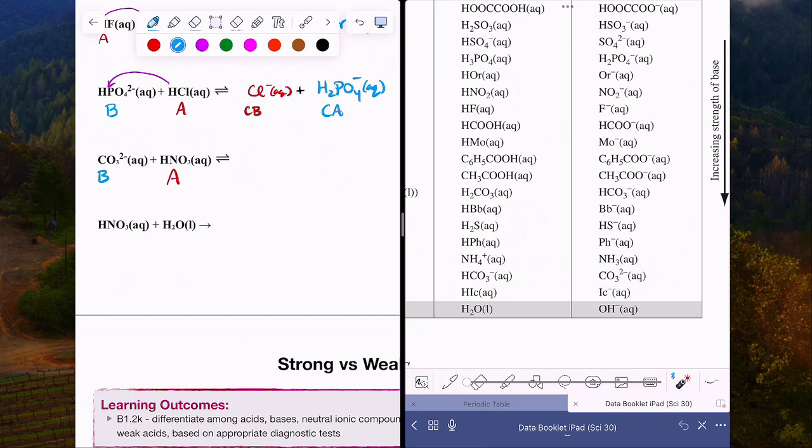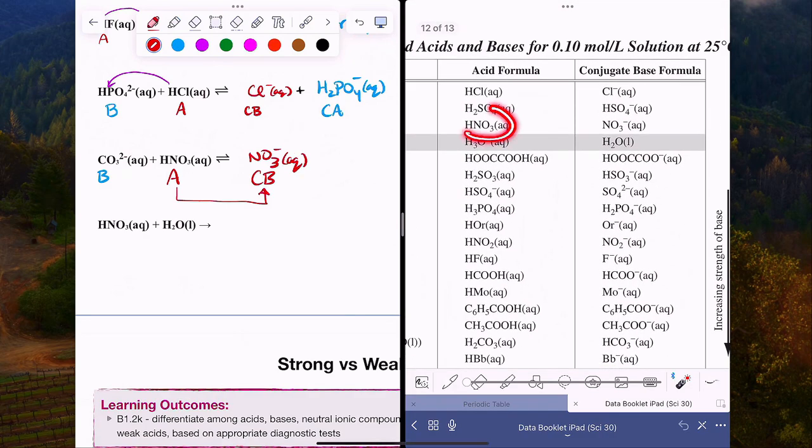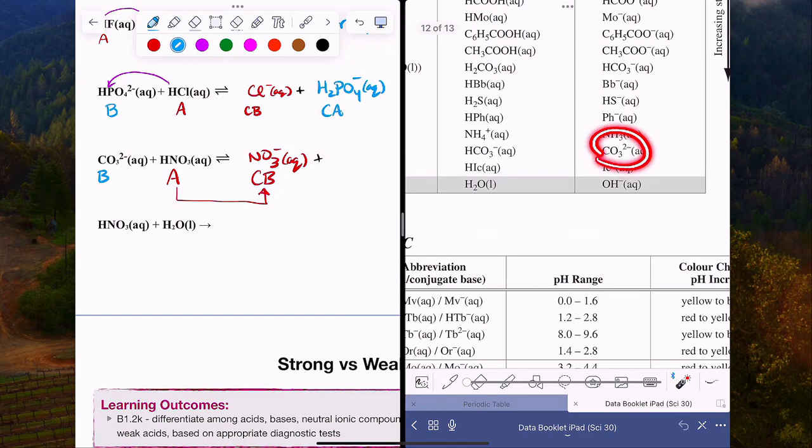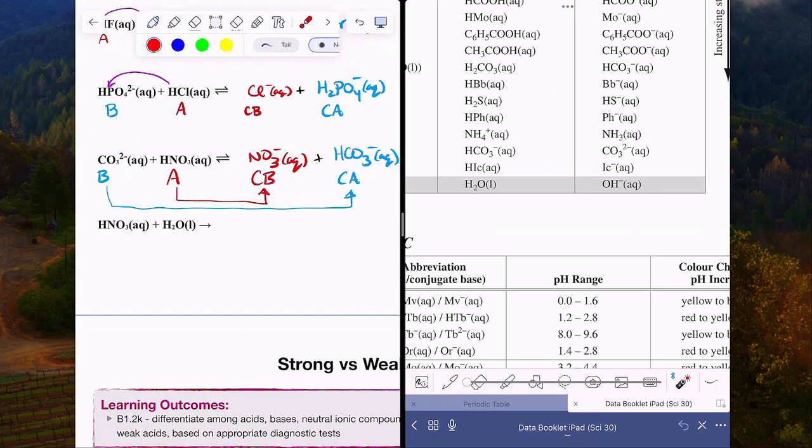So that's nice. Let's put the conjugate base first for what this one here turns into. It's going to be NO3 negative. And we know that because look, perfect. And CO3 2 negative goes from there to that. So that's going to be HCO3 negative, and that's going to be the conjugate acid. Bam. Might as well do one more.